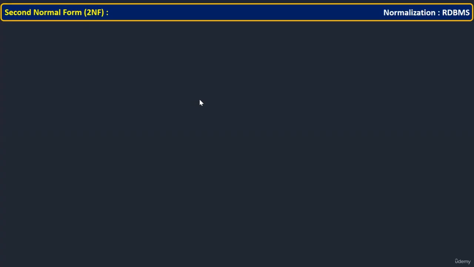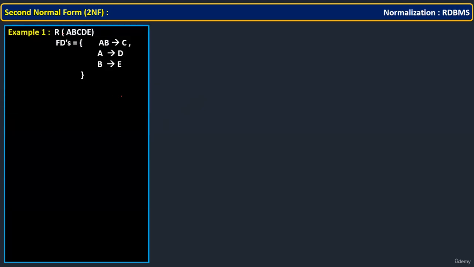Hi. So now let us practice some examples on the second normal form. For that, we are going to take the first example here. You can see the relation R(A, B, C, D, E), five attributes we have. And here we have a set of functional dependencies.